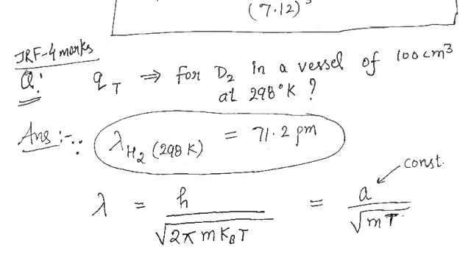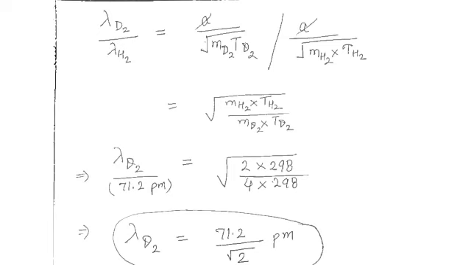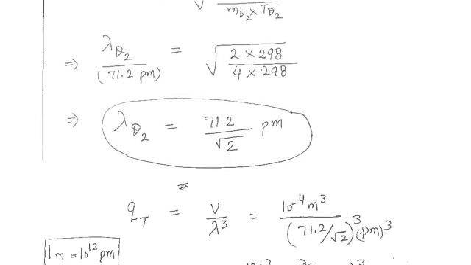So we take lambda H2 upon lambda D2. It would be root of M D2 upon root of M H2. We have to put the values like that. The mass of D2 is 4 and the mass of H2 is 2, so we get root 2, and when we calculate lambda D2, it becomes lambda H2 upon root 2. So lambda D2 is lambda H2 upon root 2. I have done it in an explained way, so please just copy it. We get lambda D2 equals lambda H2 upon root 2 in picometer.